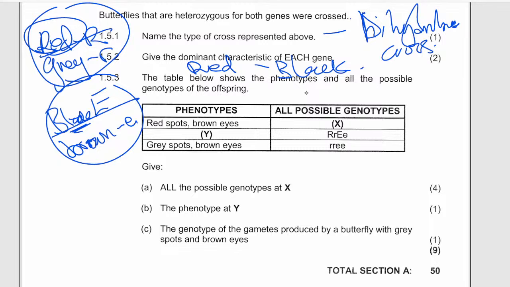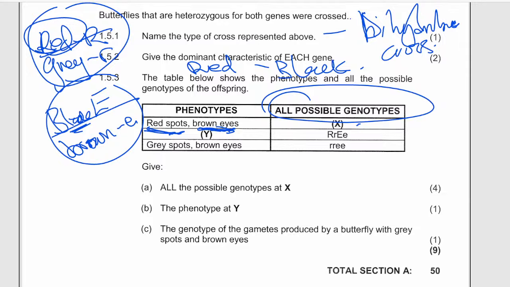All right. The table below shows the phenotype and all possible genotypes of offspring. Okay, you have red and brown. Red is for spot and brown, and then black is for spot. Yes. Red and brown. All right. Here you have possible phenotype. They are saying all possible genotypes. They are looking for all possible.